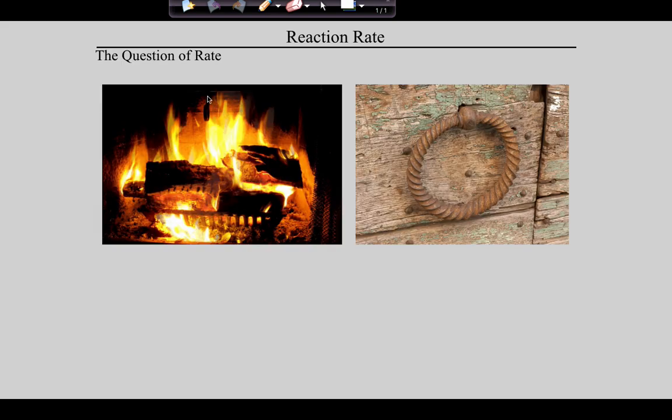Which one of these two reactions has a higher reaction rate? First of all, let's talk about what they have in common. So guys, over here, we have a fireplace, could be a campfire. You feel kind of warm and cozy on a cold, wet day. And then guys, over here, frankly, I love this picture. What are we looking at? A metal ring. What do you suppose the purpose of that ring is?